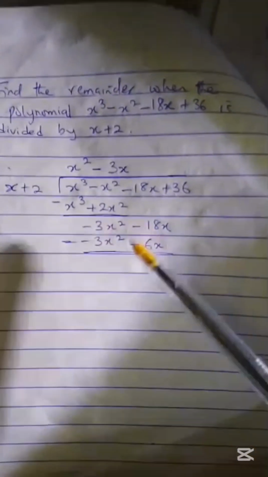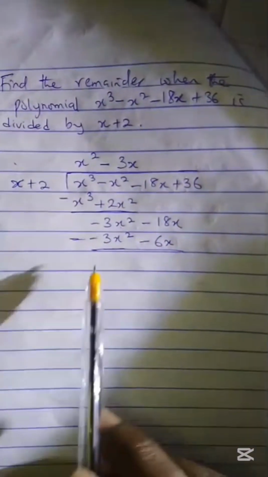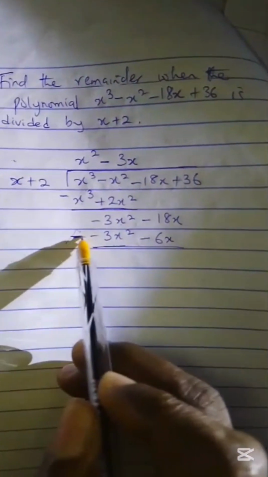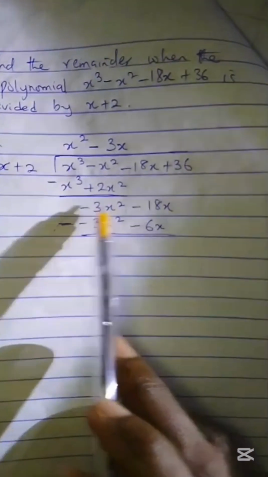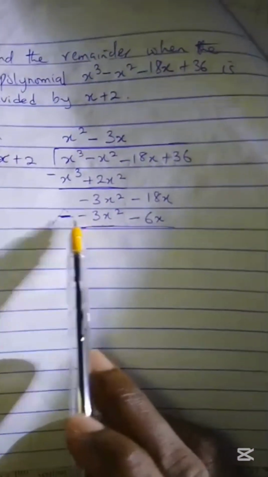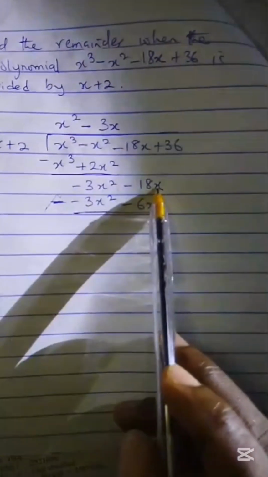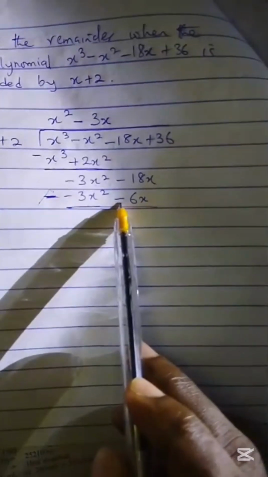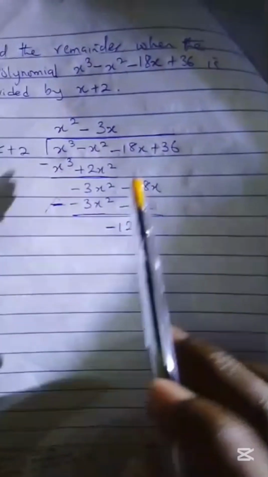The next step is to do your subtraction, just like long division in primary school. So I put my minus sign for subtraction. Minus 3x squared minus minus 3x squared, minus minus is plus, so it cancels out. Now minus 18x minus minus 6x, that's minus 18x plus 6x, which gives us minus 12x.